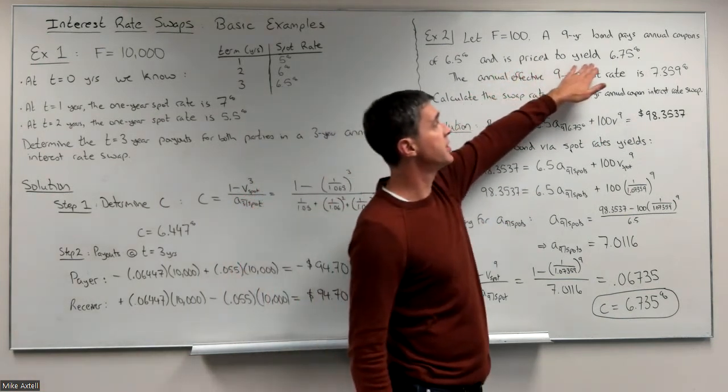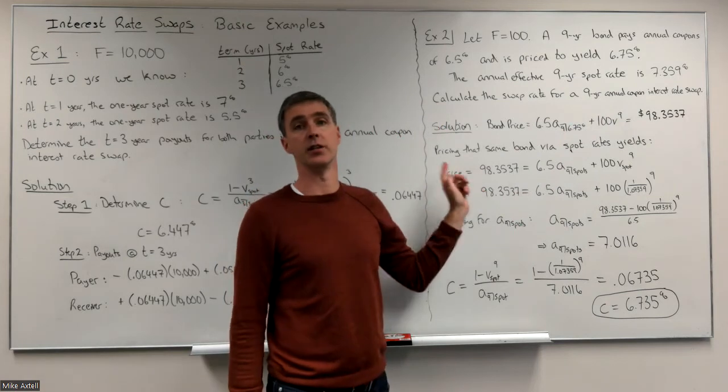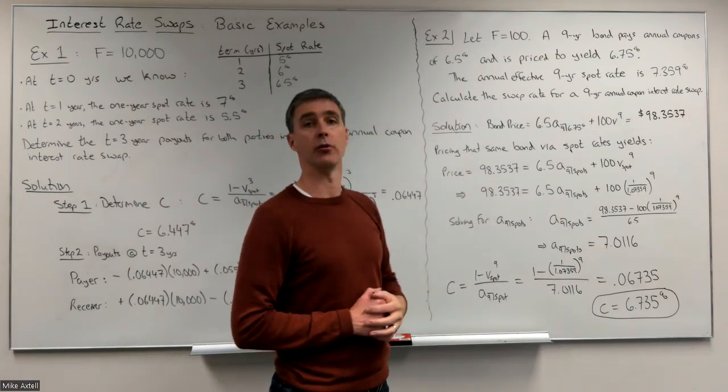So if it's priced to yield 6.75%, that means you're going to get the exact same price if you price it via the spot rates that we've talked about in earlier videos.